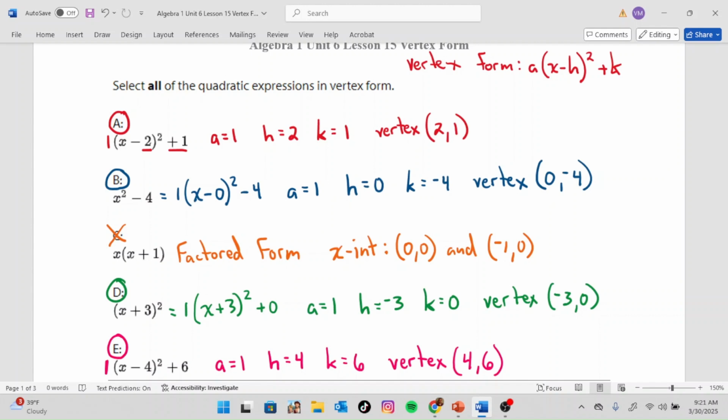So A, B, D, and E are all in vertex form. They all allow you to find the vertex simply by looking at it. C was the only one that was incorrect, and that's because it's in factored form, which allows us to find the x-intercepts simply by looking at it.